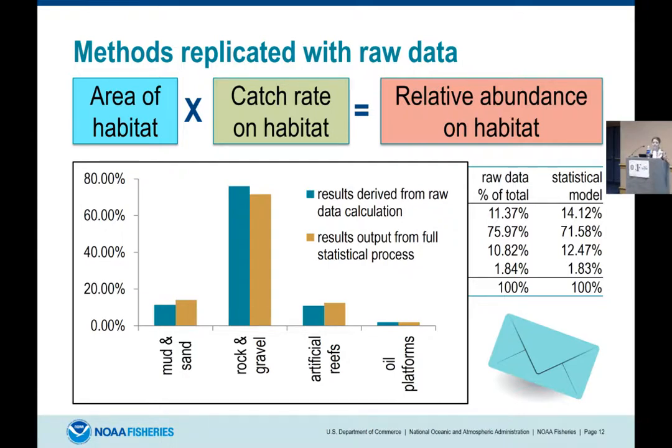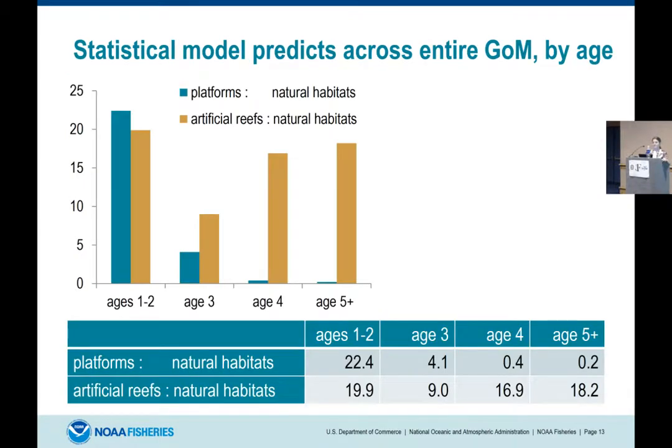Okay, and then you might be asking, well, why did you do all that work, Mandy and John and others, if you're just going to get the same answer? Well, the nice part about the statistical model is that it predicts by age class. We had age, year, interaction effects, so we get a whole lot more information out of that statistical model.